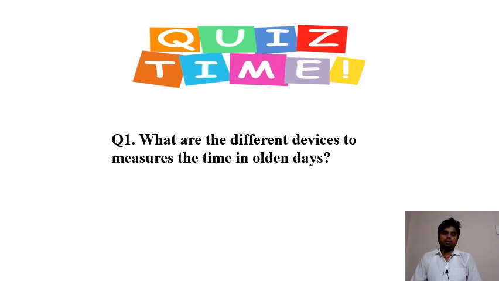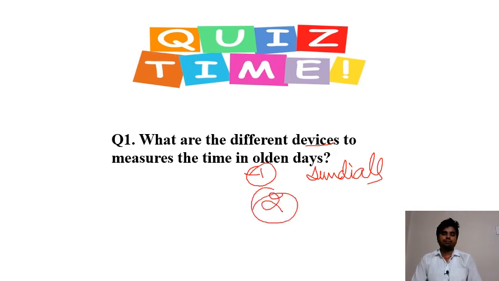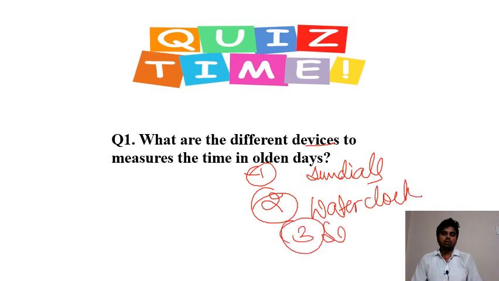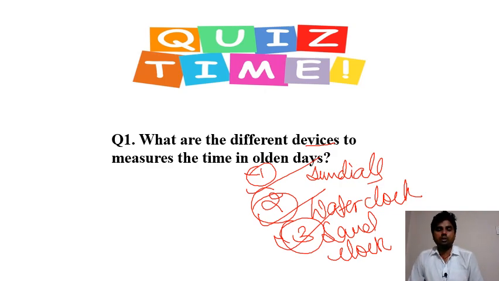Yes, students. So there were different types of clocks. What were they? Sundials. Second was the water clock, and third was the sand clock. Sundials, water clock and sand clock. These are the three different types of clocks which helped in the measurement of time in the olden days.